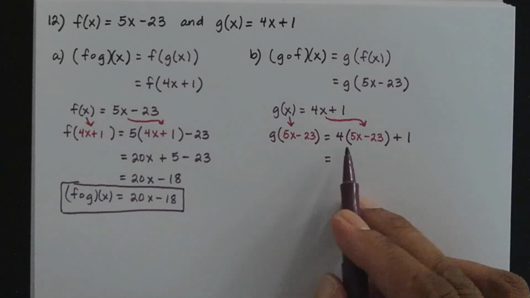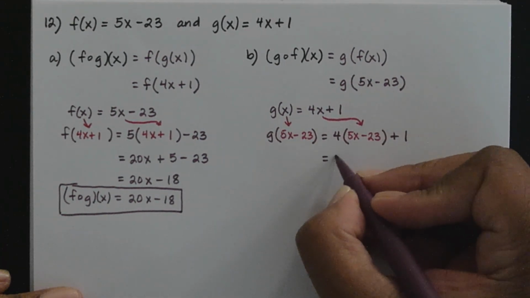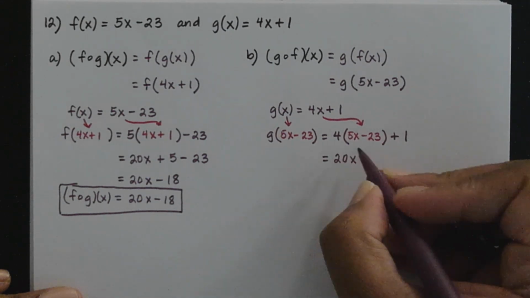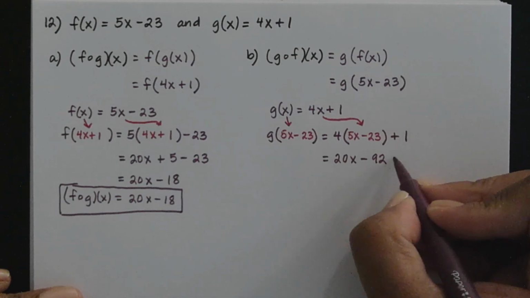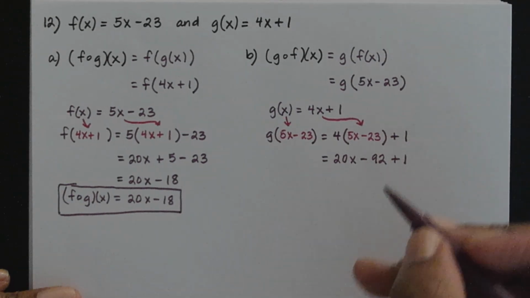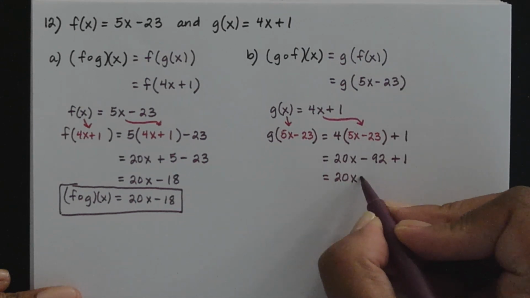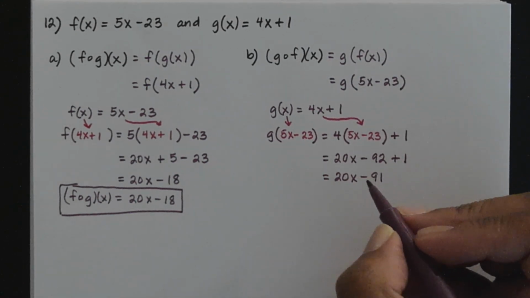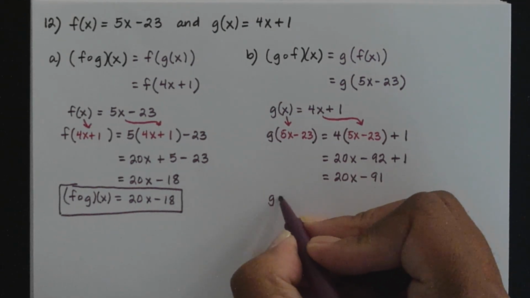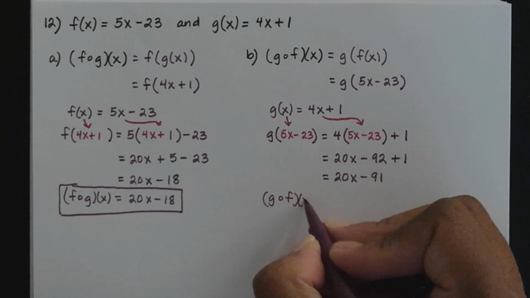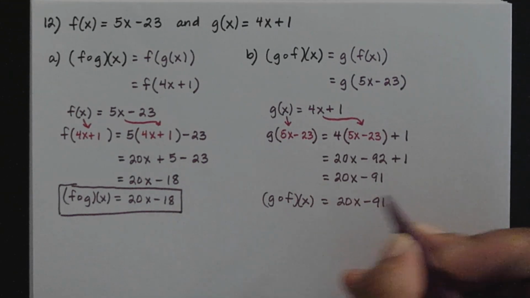Okay, next we'll distribute and combine like terms. 4 times 5x is 20x minus 4 times 23, which is 92. And then what's negative 92 plus 1? Negative 91. So I end up with the composition of g with f of x equaling 20x minus 91.